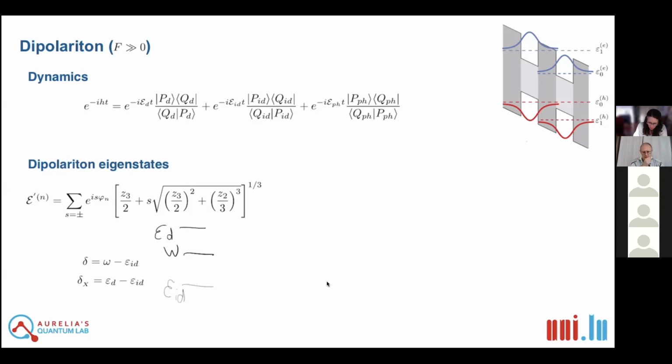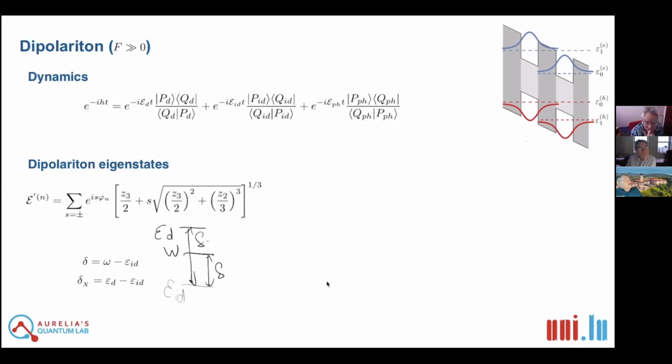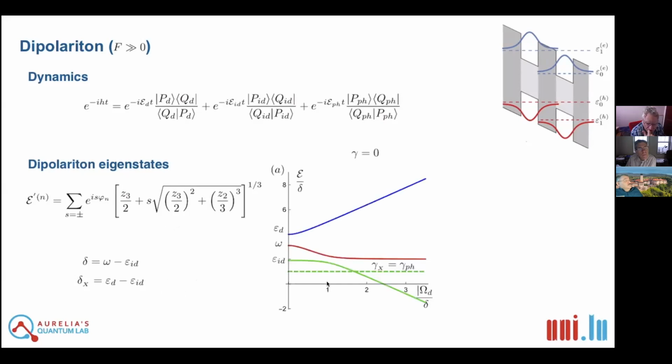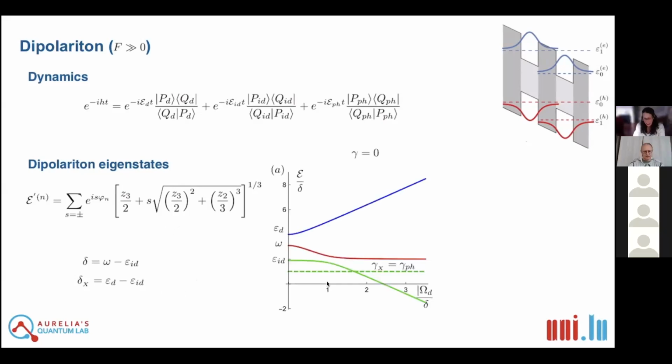Then, well, we need to define two detunings: this would be delta, and then this would be delta x. So how does the dependence of the eigenenergy as a function of the direct coupling look like? We take the case where the lifetime of the cavity photon is the same as the exciton. First, we have the branch that is mainly the direct exciton and just increases with the coupling to direct excitons.